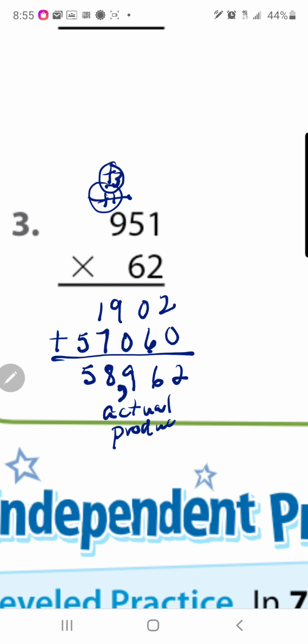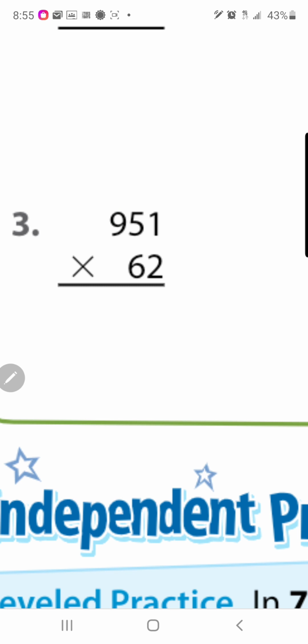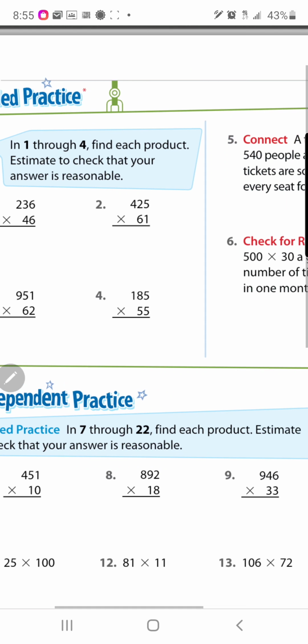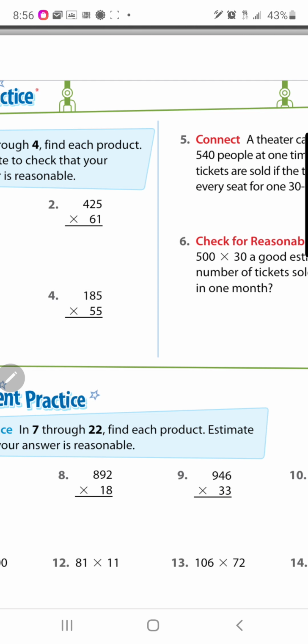And if you remember correctly, our estimation was 60,000. So is it a reasonable answer? The answer is yes, 58,000 is close to 60,000. All right, so that's why we use estimation, guys, so that it can help us understand if the actual product that we get is close to our estimation. If our actual product is close to our estimation, then that means that we're doing our problem correctly.